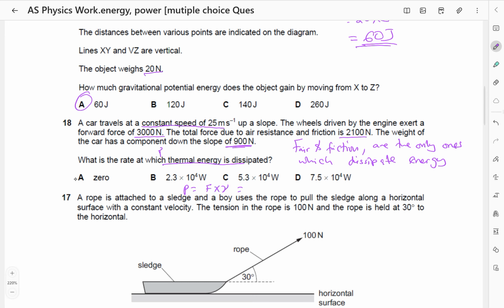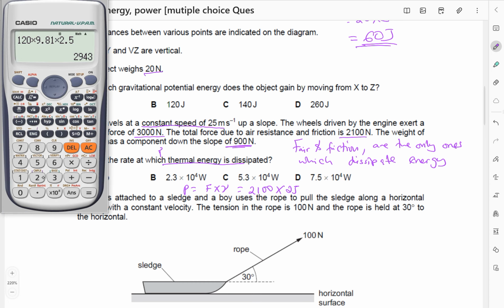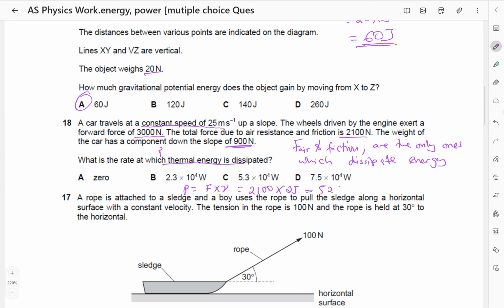Power is going to be equal to force times velocity. So this will be the frictional force, which is only 2,100 newtons times the velocity, which is 25. The other forces will be ignored because they do not dissipate energy. They do not dissipate energy in form of heat. So this will be 2,100 times 25. I know this question is quite tricky. There are so many forces given, but we only look for the forces which dissipate energy. So this is 5.3 times 10 power 4 watts. So our answer is C.